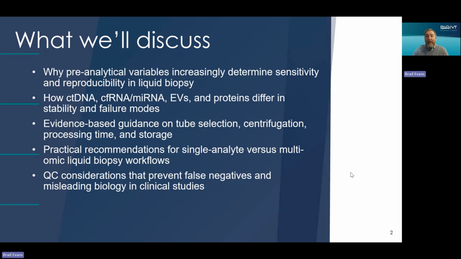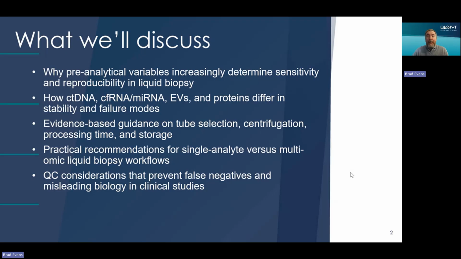Here's what the talk's going to be going over. First, I'll explain why pre-analytical variables now determine assay performance more than the assay itself. That shift is subtle, but is happening across MRD, early detection, and multi-omic biomarker programs. Then we'll look at the four major analyte classes in liquid biopsy: circulating tumor DNA, ctDNA, cell-free RNA, including microRNA, extracellular vesicles, and proteins. And I'll walk through how each of these fails under suboptimal handling conditions, because they do not fail in the same way.